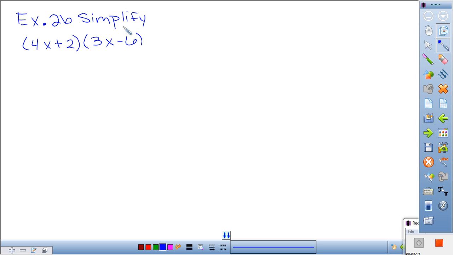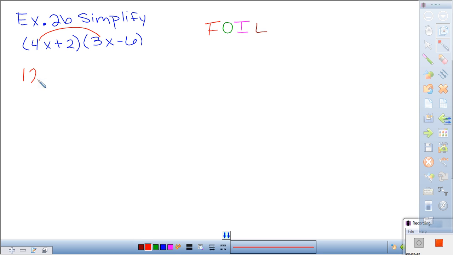We're going to do the same thing. We're going to simplify 4x plus 2 times the quantity 3x minus 6. And again, we're going to use FOIL. First, outer, inner, and last. So we'll start with our first. First in this set of parentheses times first in this set of parentheses. First times first. 4x times 3x. 4 times 3 is 12. X times x is x squared.